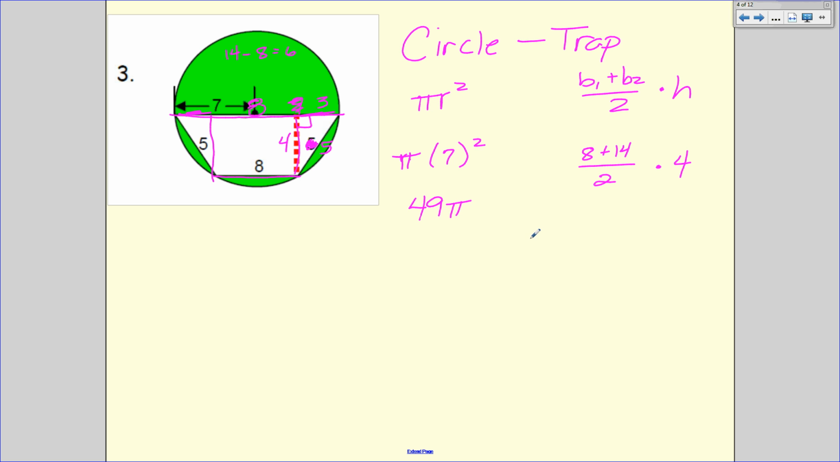So 8 plus 14 is 22, divided by 2 is 11. So this is 11 times 4, so 44. So your area would be 49 pi minus 44. And this would be units squared.